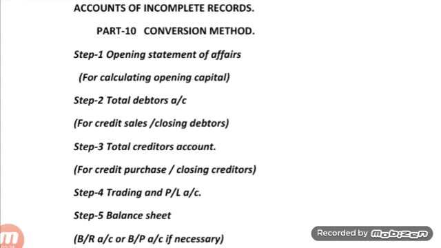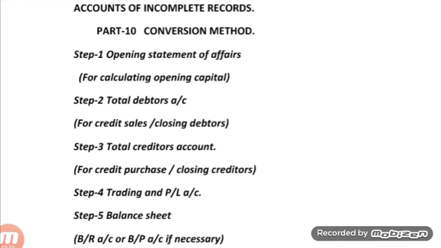Children, the next step is the preparation of the total creditors account. By preparing it, we will get the amount of credit purchases and the balances of creditors either in the beginning or at the end. Credit purchases is necessary for preparing the trading account and the closing balance of creditors is necessary for the preparation of the balance sheet.